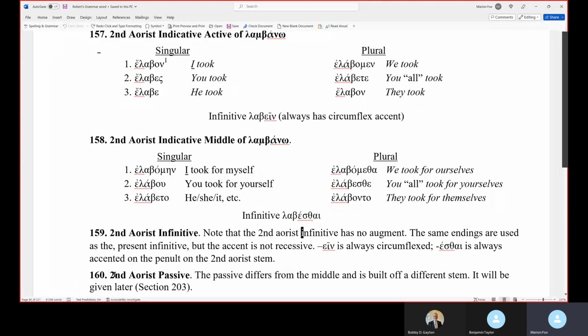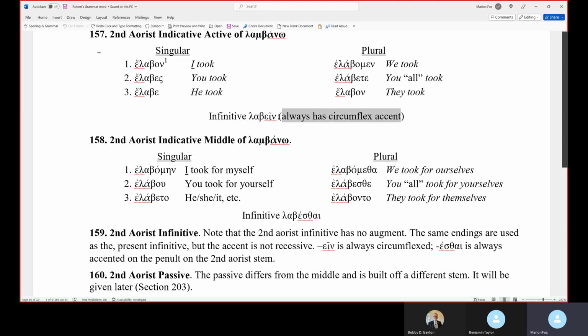All right, back to that. And we got Roberts back up now for you? Everybody? Yes. All right, I just wanted to point all that out so you wouldn't get lost in that. So that's why he tells you it always has the circumflex accent, but it will never have the circumflex accent in the present tense. Present infinitive will never have it. Okay.